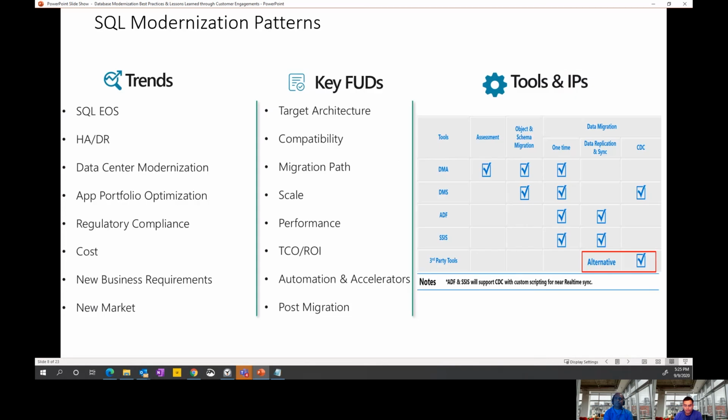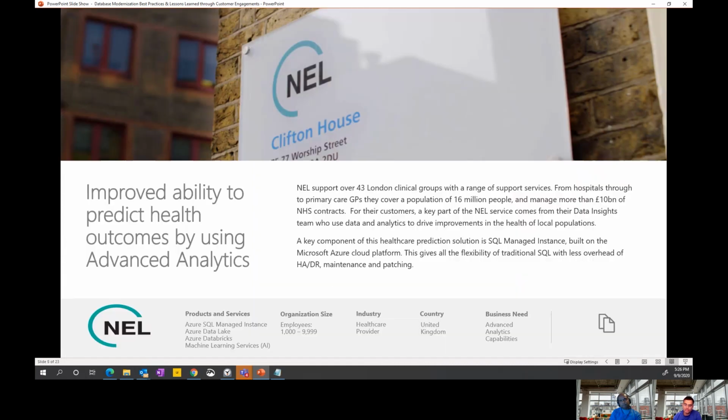Now, when we approach customers better prepared with assets, IPs, and end-to-end methodologies that you will have access to through database.migration.com, it helps. I would love to share a case study.